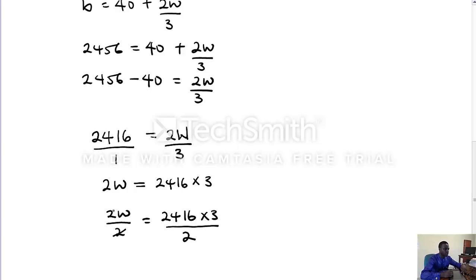So that 2 will cancel out 2, and we'll have our W to be equal to 2 into itself is 1, 2 into 2 is 1, 2 into 4 is 2, 2 into 1 is 0, remainder 1, that gives us 16, 2 into 16 is 8.